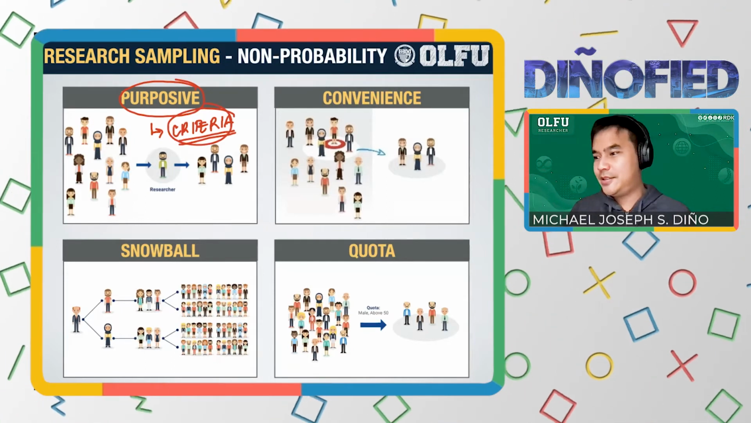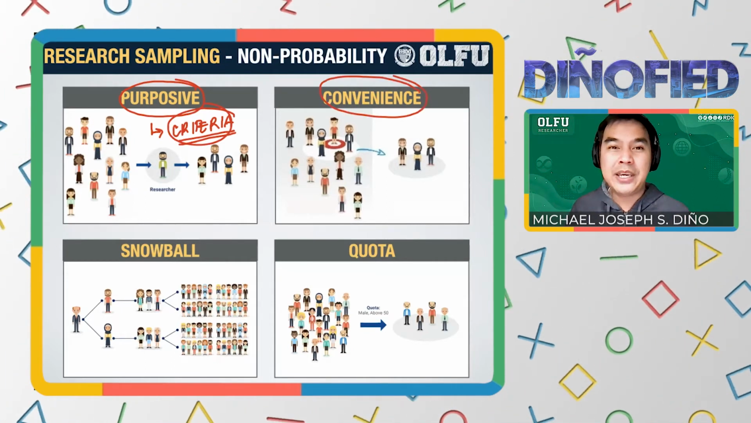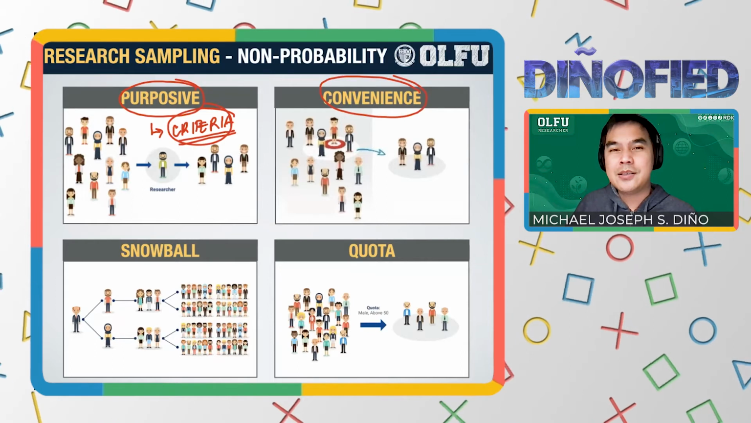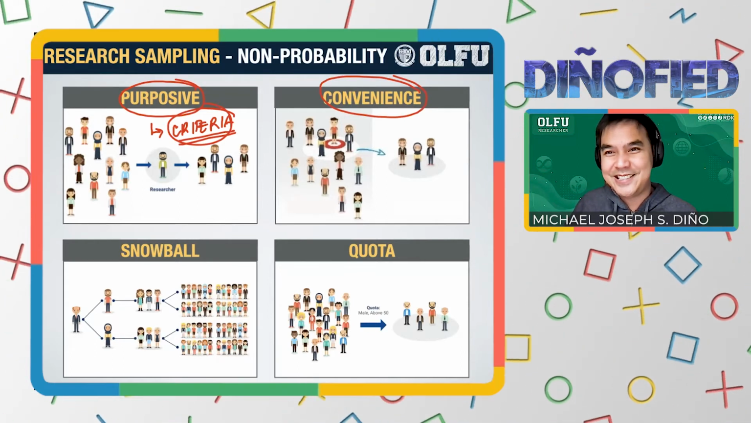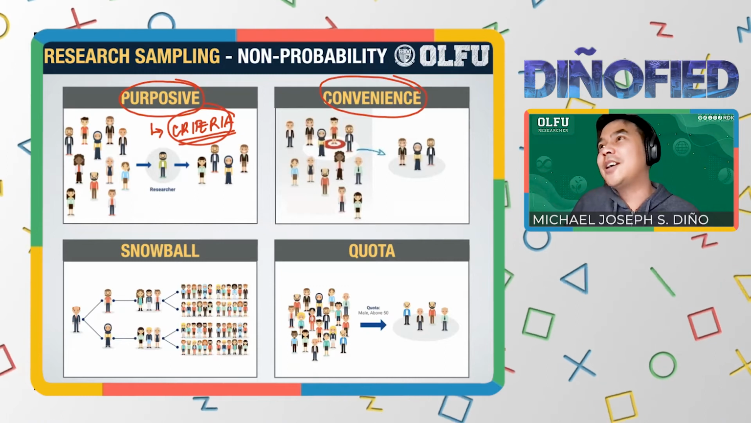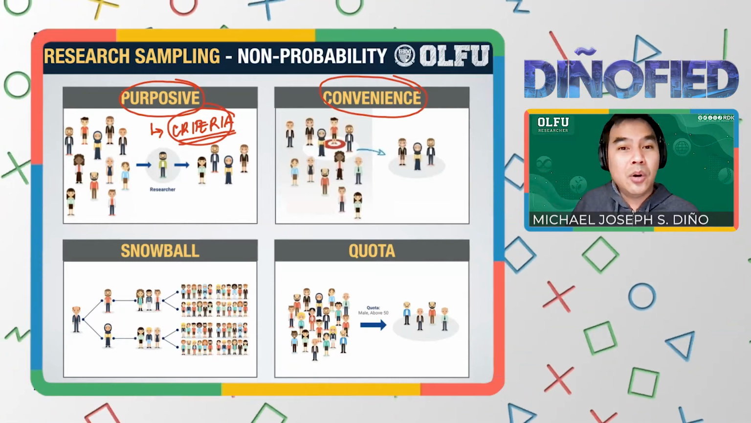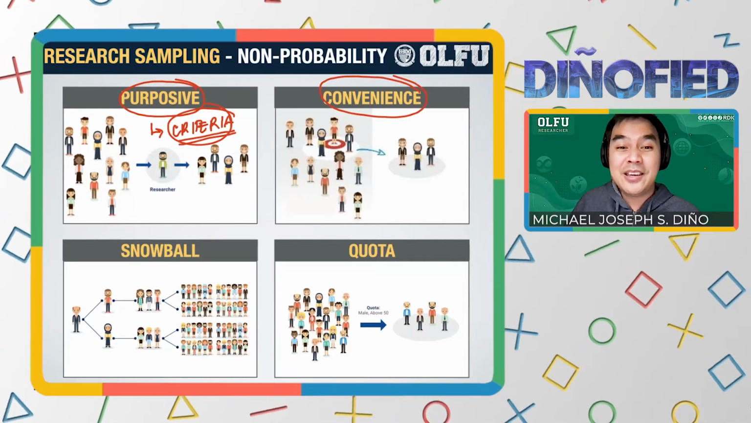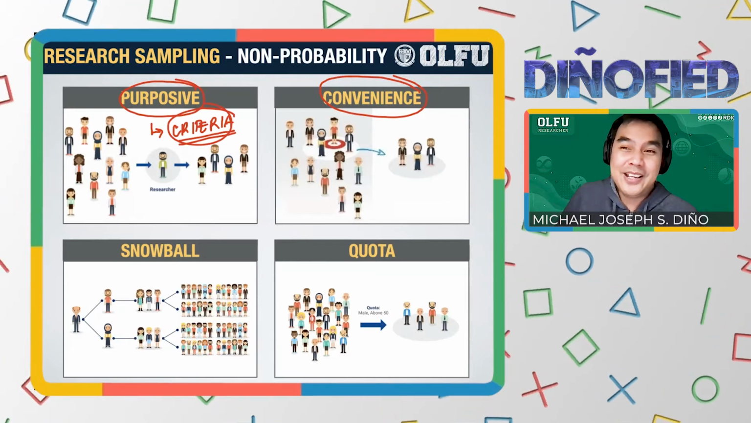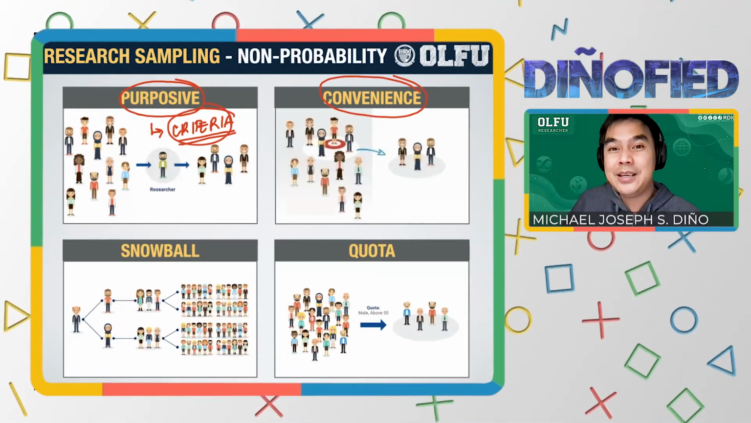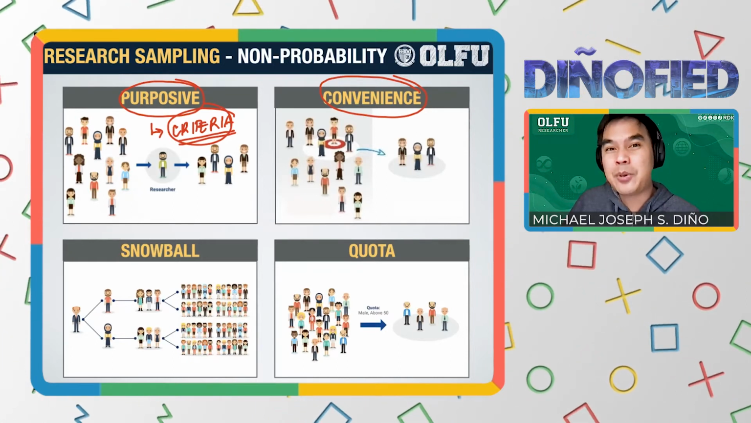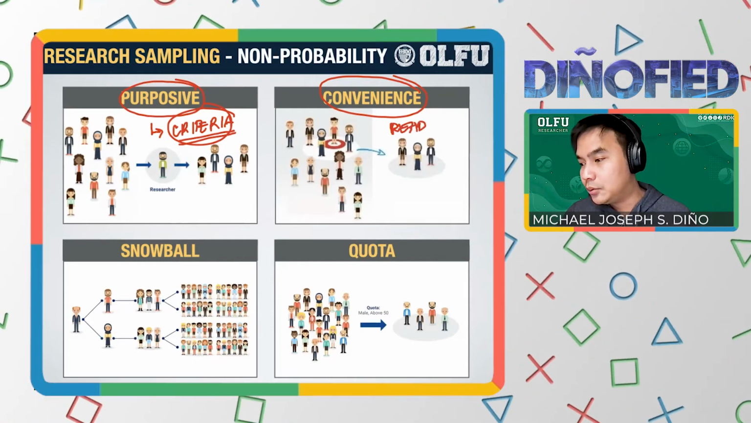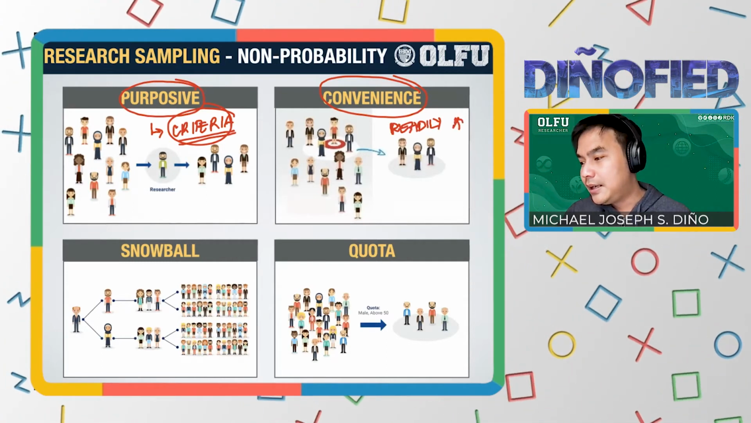Okay, convenience. Convenience is the weakest form of sampling, no? Because you select participants based on your convenience. Example, your study is all about nursing students. You only distribute the questionnaire to your classmates because they are the ones that you know and they are easily accessible in your group chat. So meaning it's based on your convenience. You select participants based on who is readily available for you.